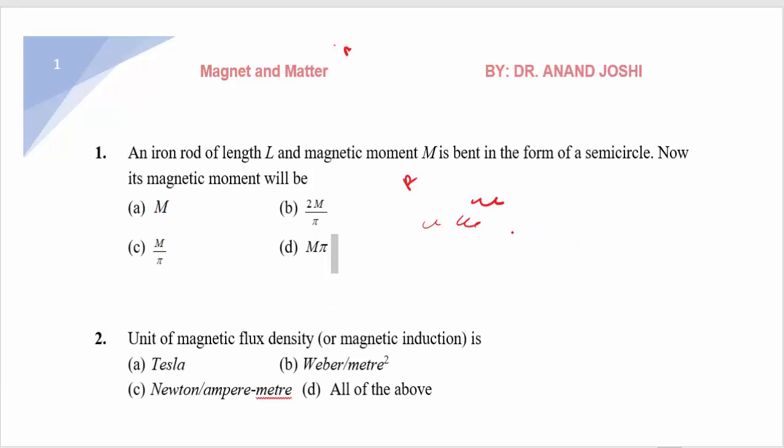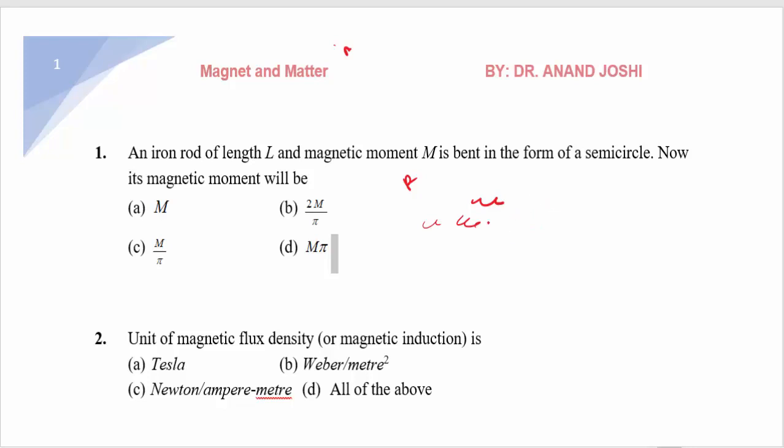First question is, an iron rod of length L and magnetic moment M is bent in the form of a semicircle. Now its magnetic moment will be.